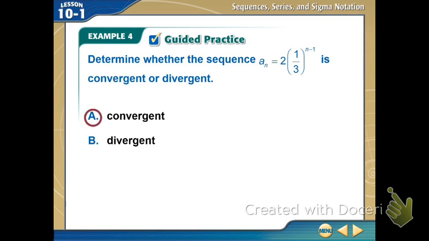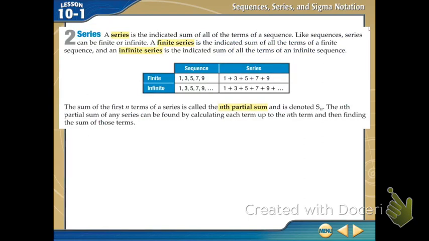You should have found that this graph is convergent, and therefore the sequence is convergent. All right, so we're going to look at series now. What is a series? A series is the sum of all the terms of a sequence. So like sequences, which can be finite or infinite, series can be finite or infinite.